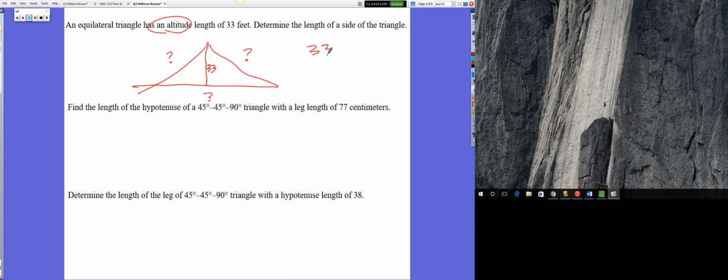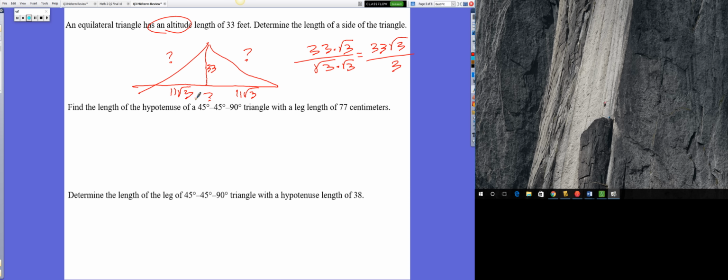So I'm going to take 33, divide by square root of 3. You can't leave a square root of 3 on the bottom. So it's going to be 33 square roots of 3 on top, and on bottom is square root of 9. And square root of 9 is 3. So divide 33 and 3. So this is 11 square roots of 3. That means this is 11 square roots of 3.